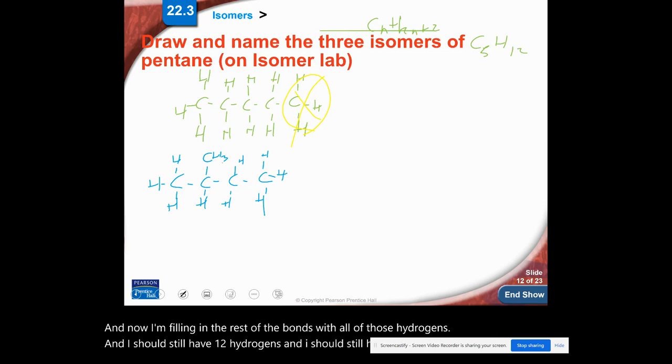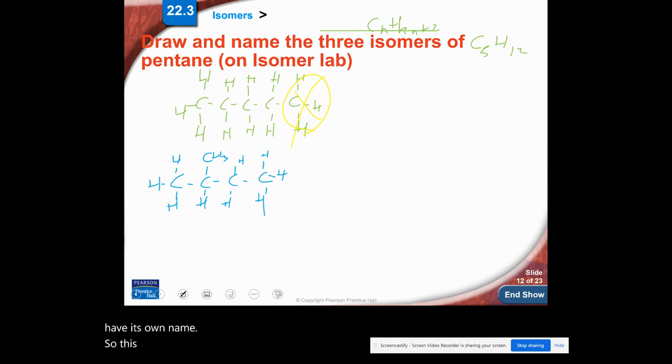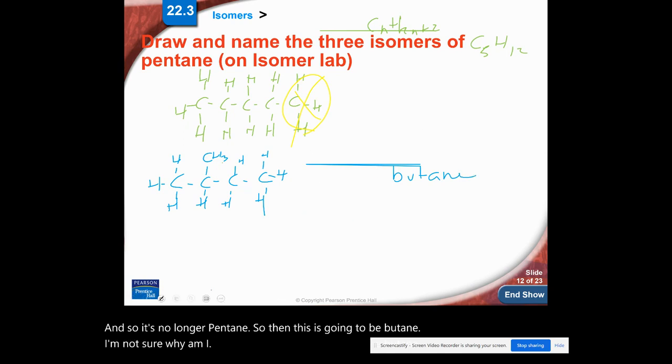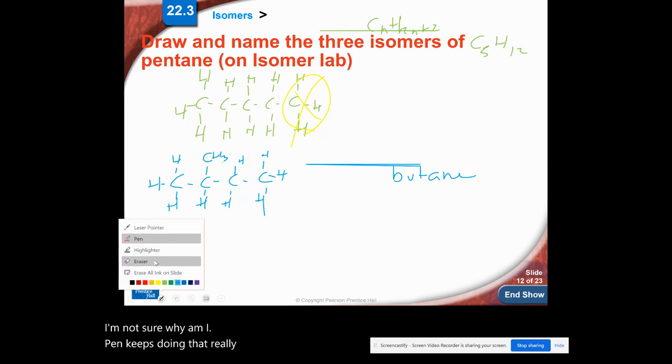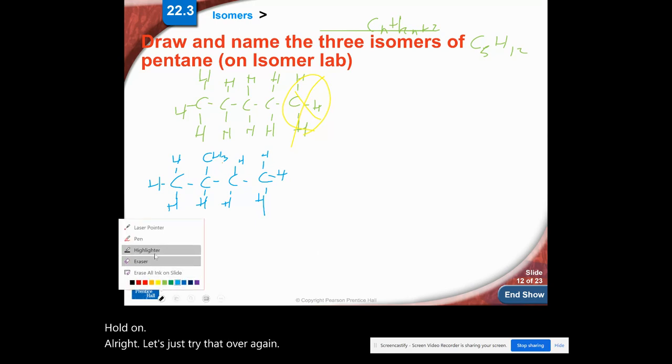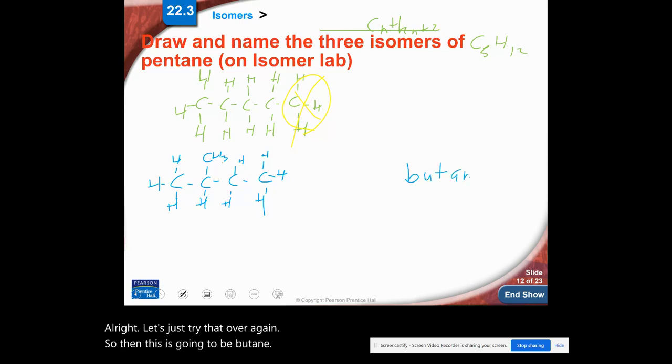And this is going to have its own name. So this is now 4 carbons in a row. And so it's no longer pentane. So then this is going to be butane. And I'm not sure why my pen keeps doing that really weird line thing. Hold on. All right, let's just try that over again. Okay. So then this is going to be butane. Okay. And on carbon number 2, I have a 1-carbon branch.